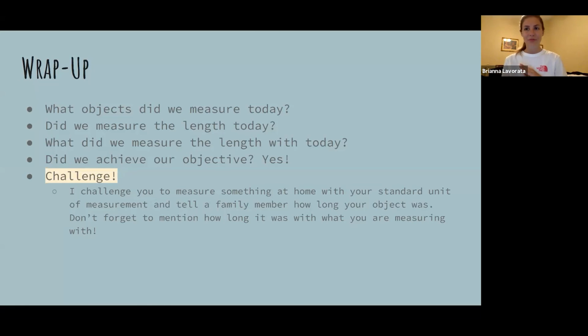So quickly before I let you go, I want you to think to yourself, did we measure the length today? And if we did, what did we measure the length with today? What was our standard unit? We did measure the length today, and if you were up for the challenge, you measured the width as well. And our unit of measure that we measured with was in inches for all of our objects, right? Our unit that we measured with was inches.